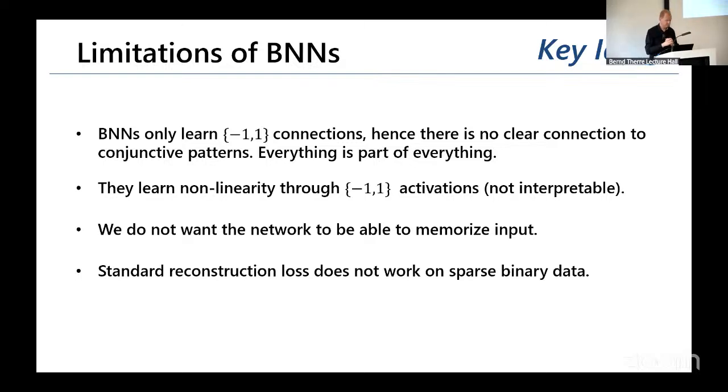And standard reconstruction loss does not work, or not work well, on sparse binary data. This is already what we said about the signal that you get. With continuous value data, if you have, let's say, x5 is 0.1 and your prediction is 0.2, okay, that is not great, but at least it's not 20. Whereas with binary, it's on or off.